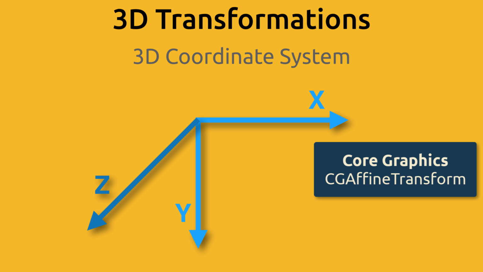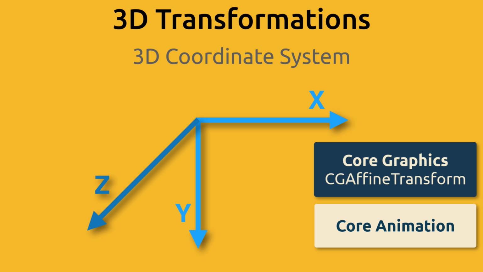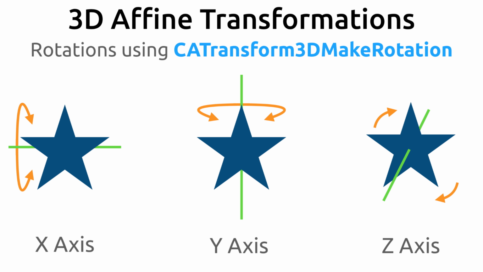But there are some transforms that we can't do, and we need to look at other objects that are not in the core graphics namespace, but rather in the core animation namespace. Using core animation objects, we can make 3D rotations. So what we're going to use is the CA transform 3D make rotation object. And that allows us to rotate on the X, the Y, or the Z axis. Well, actually, if we wanted to, we could do all 3 rotations at the same time. But let's not get ahead of ourselves.